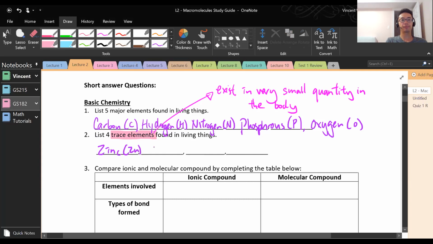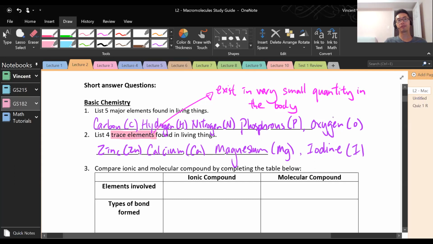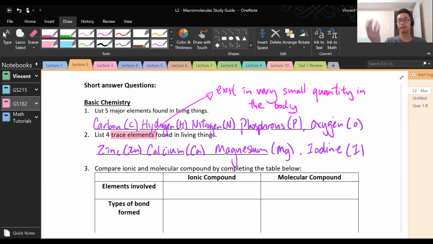So zinc is Zn. This helps you with your immune defense. We have calcium. Right? So calcium, you need that for bones, for example. Magnesium. It's an important electrolyte. And finally, we have maybe iodine or something. Okay, there are many others, right? Iron, right? That's another example. So iodine, you need it for your thyroid gland, right? To make the metabolic hormones, right? They're called T3 and T4.